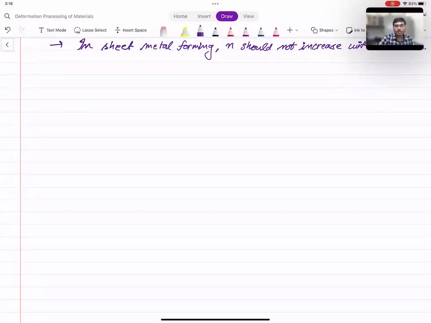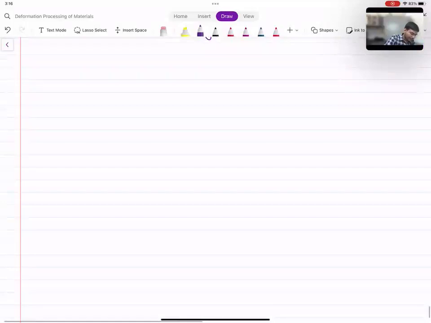So in case of deep drawing, there is a parameter known as drawability. Drawability is basically the ratio of initial blank diameter to the diameter of the final product, that is the cup or tub, which is generally approximated by the diameter of the punch, because the cup will have a final diameter equal to that of the punch.